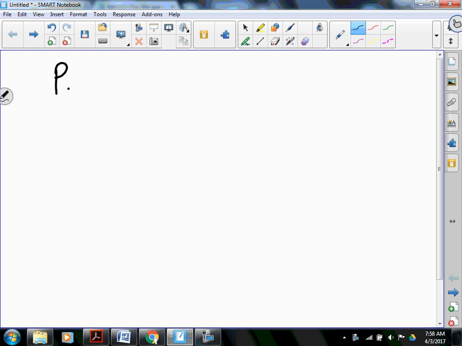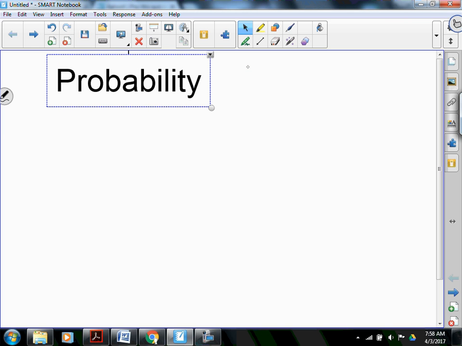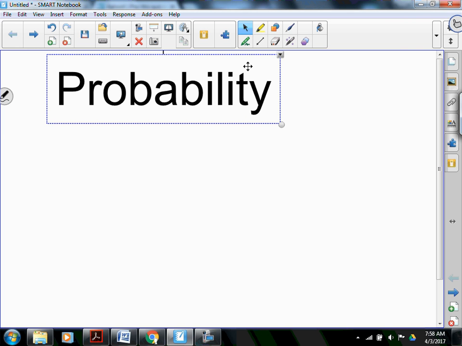Today we're talking about something that apparently we need to talk about because some people have a lot of misconceptions about this P word, probability. So let's look at the very first problem. Example 1, probability of heads.